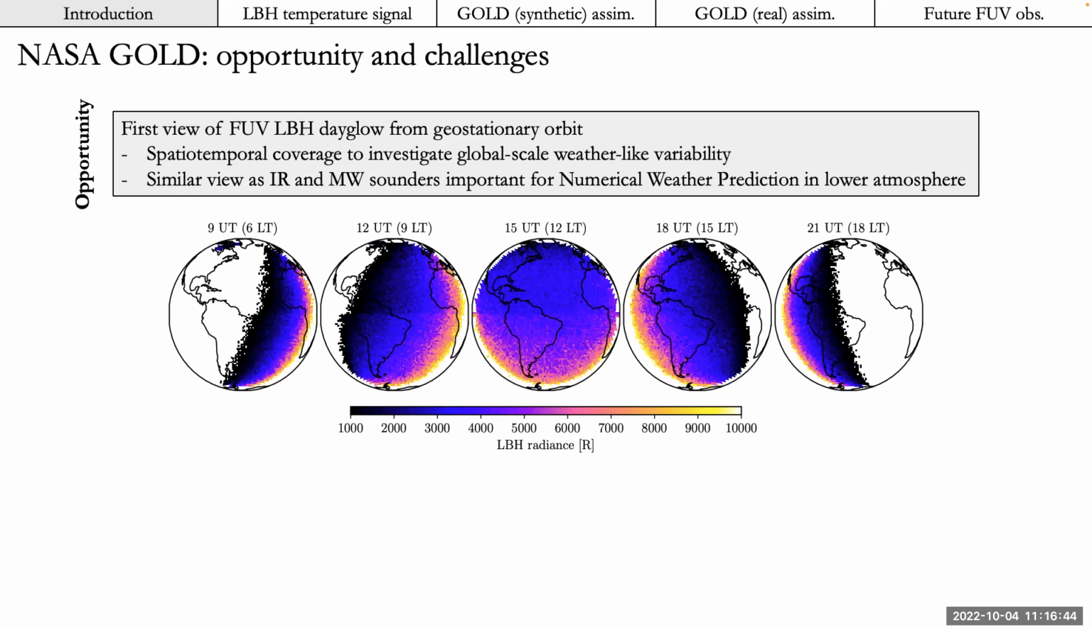And the figure is just an example of the GOLD measured, in this case, broadband LBH radiance over the course of a day. And these radiances are ultimately an opportunity to greatly increase the thermospheric temperature data set that can be used to investigate, hopefully, global scale weather-like variability.